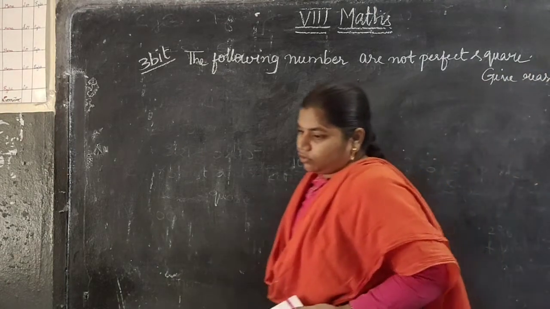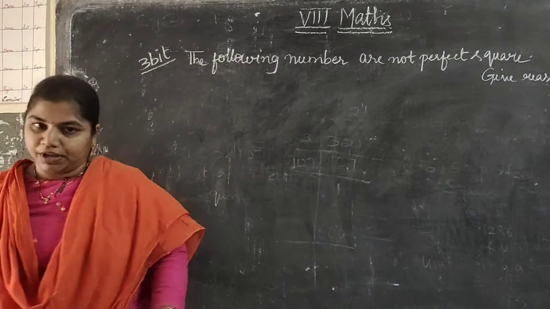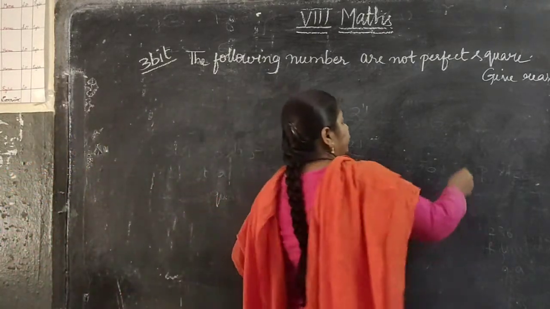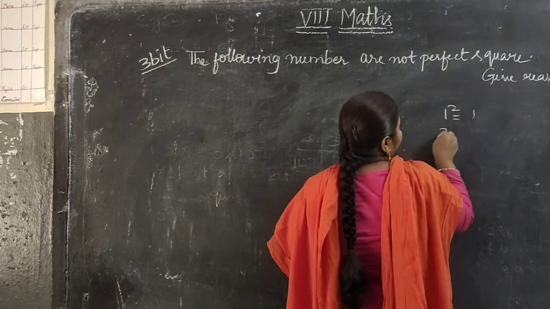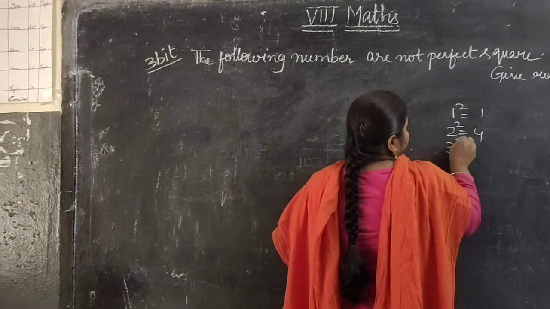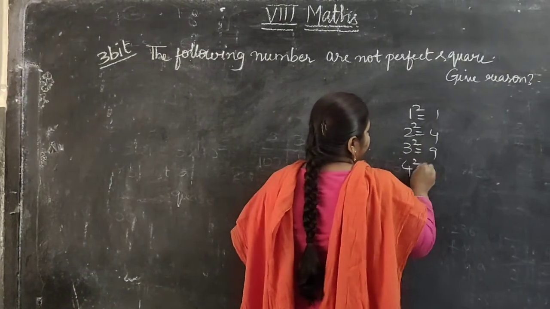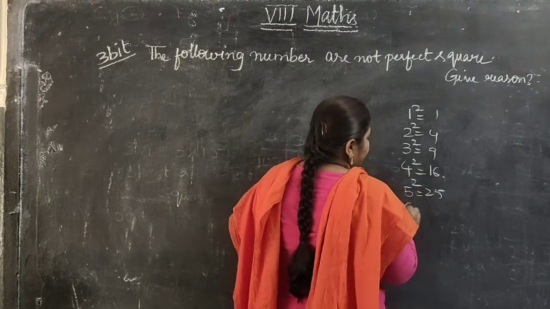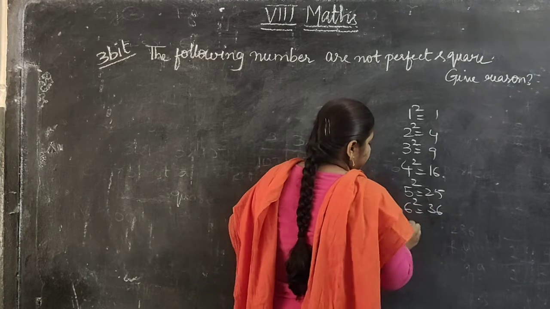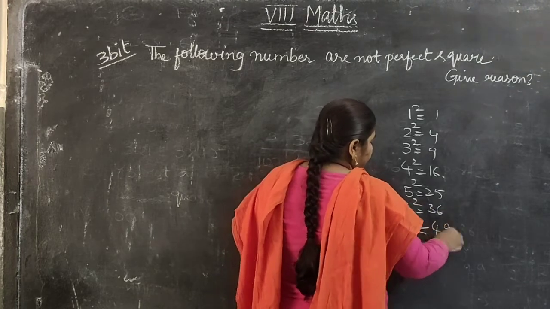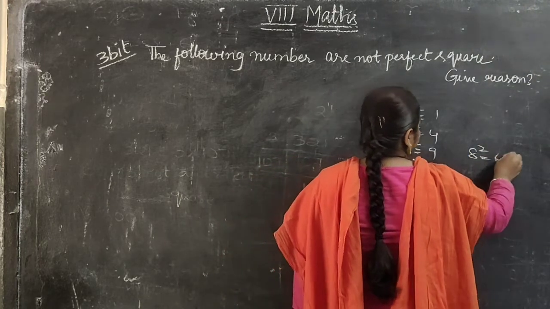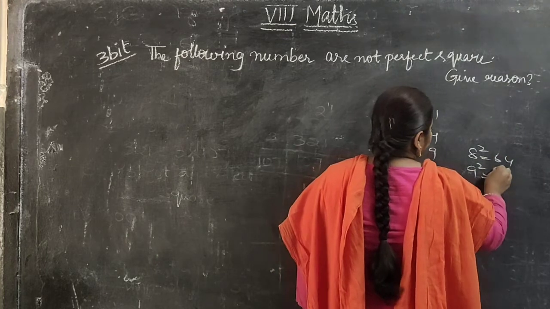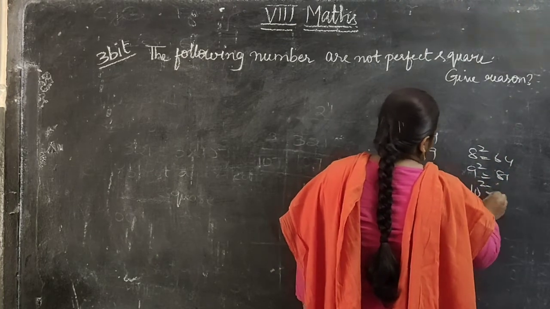So already I told you about the numbers in perfect squares. If you write all the perfect squares, 1 square will be 1, 2 square will be 4, 3 square will be 9, 4 square is 16, 5 square is 25, 6 square is 36, 7 square will be 49, 8 square will be 64, 9 square is 81 and 10 square is equal to 100.